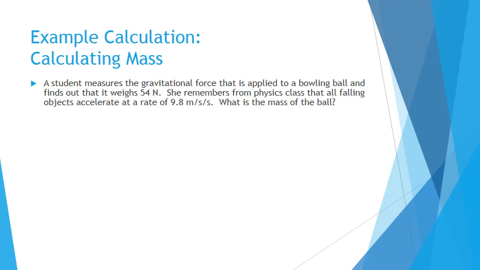Let's highlight our important information. 54 newtons. Well, it says that it weighs 54 newtons, but I remember that weight is simply a measure of how much force that gravity is pulling on that object with. It does say gravitational force right above that. The other thing is that it says the acceleration rate is 9.8 meters per second per second.